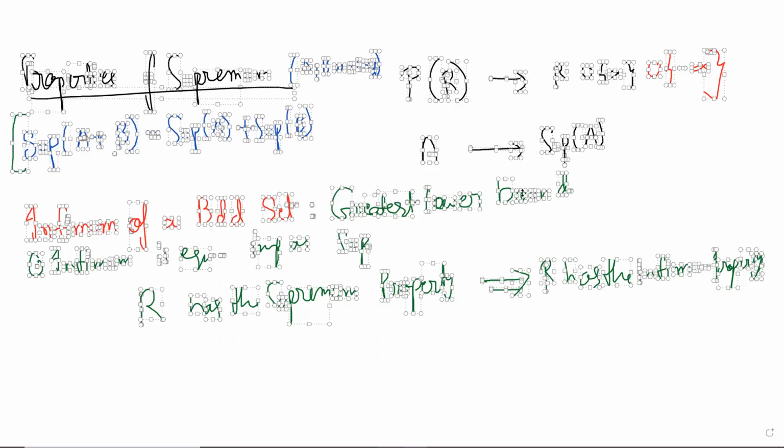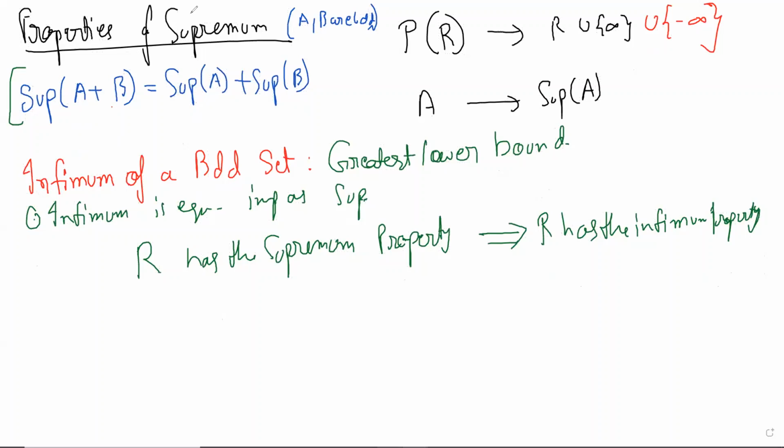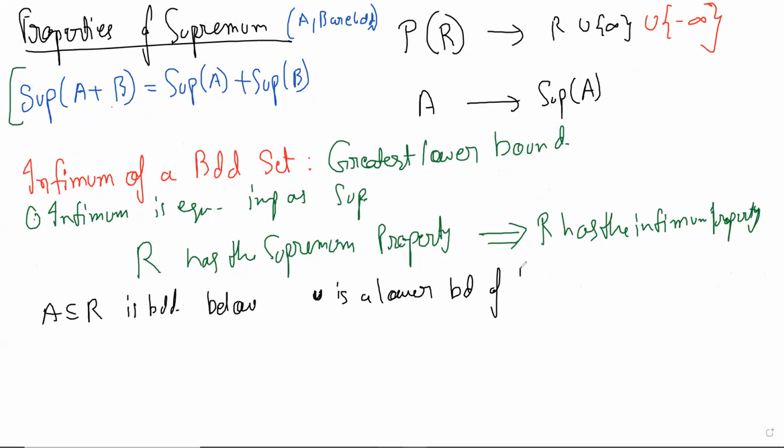Or you can even give us an idea. Take a subset, say A of R, which is bounded below. Then we have a lower bound of A in R, say U. So U is a lower bound of A in R. So U is less than or equal to X for all X belonging to A.